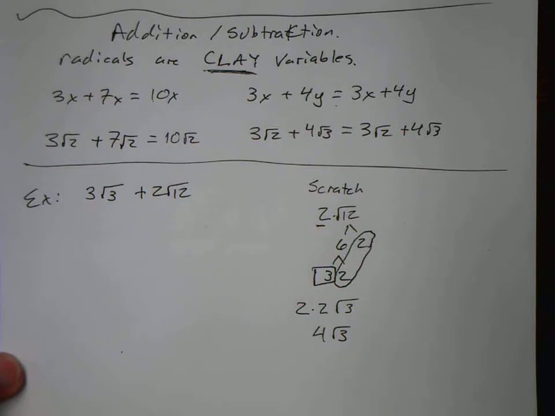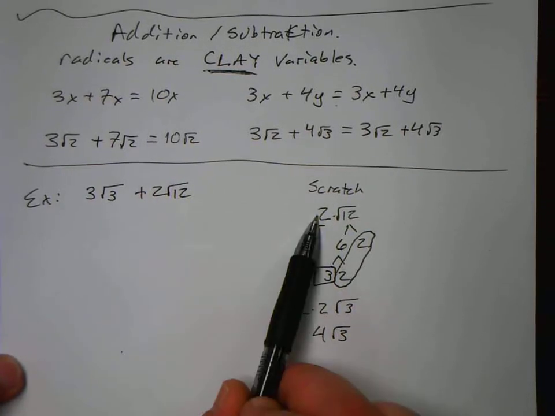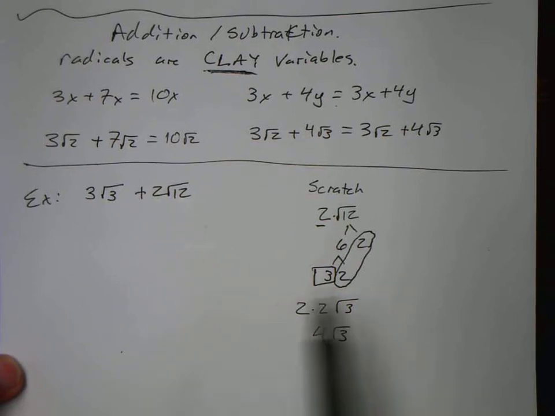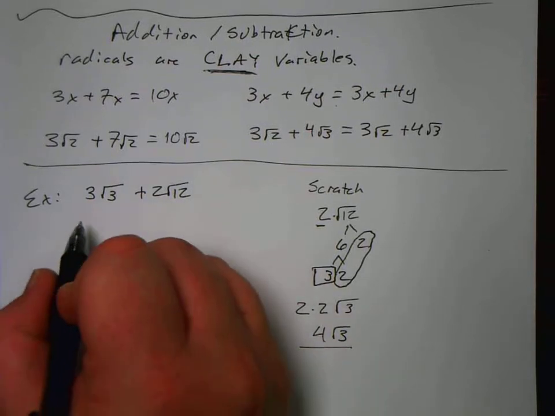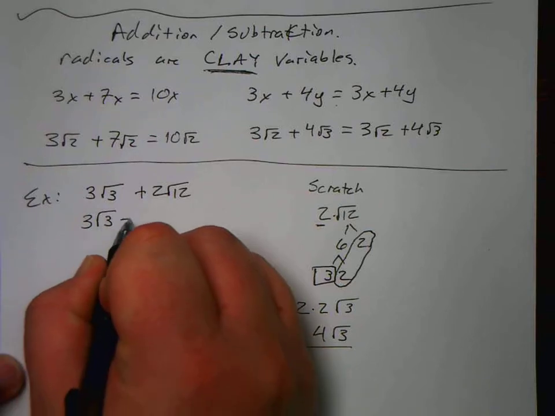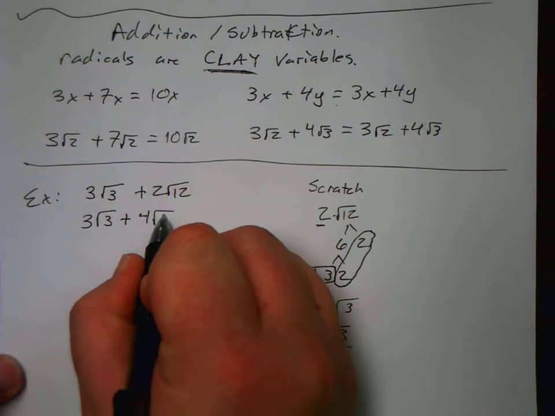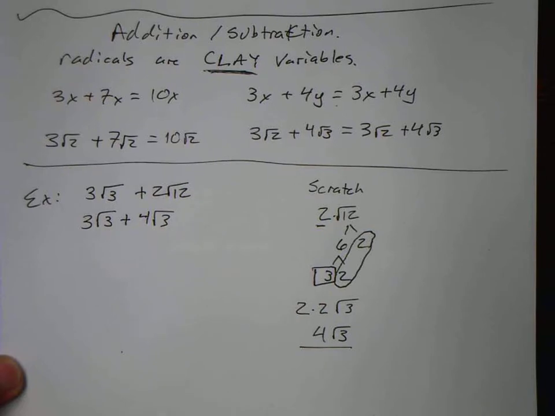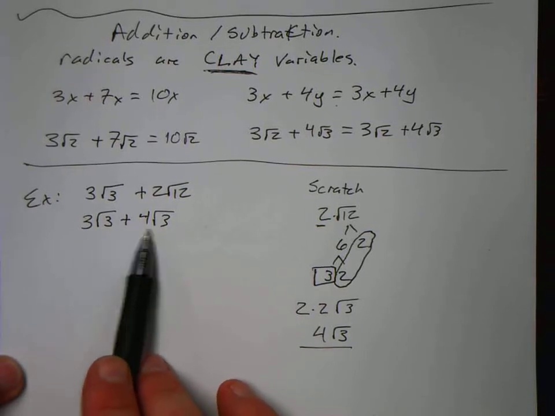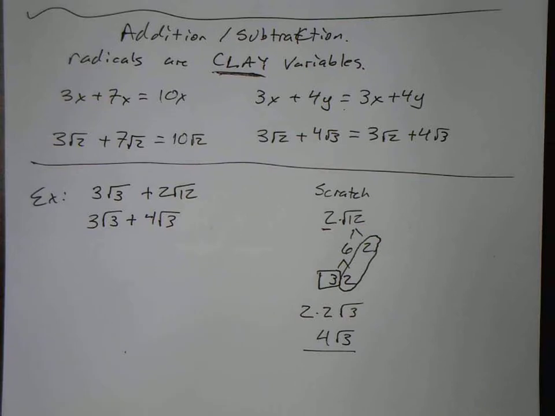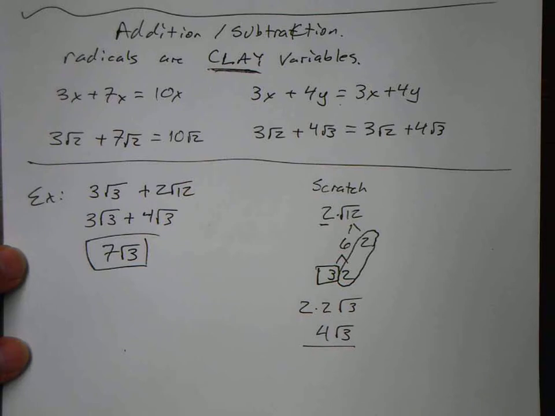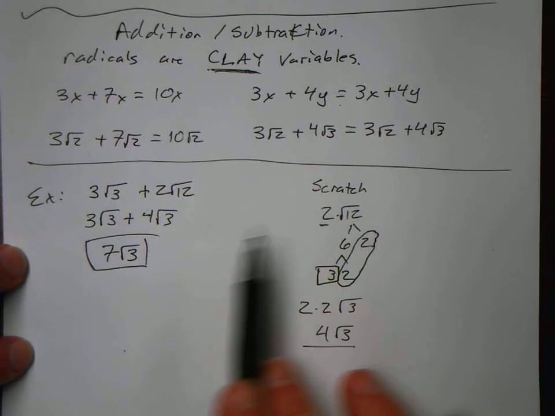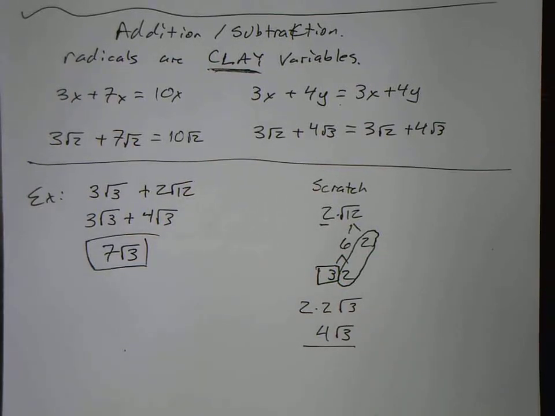All right, so I took 2 square roots of 12, molded and mended it until I was left with 4 square roots of 3. So I take that 4 square roots of 3, and I plug it back in for 2 square roots of 12. Rewriting my example, 3 square roots of 3 plus 4 square roots of 3. Well, now that's really easy. I have 3 roots of 3 plus 4 roots of 3. 3, 4, 5, 6, so I get 7 square roots of 3.